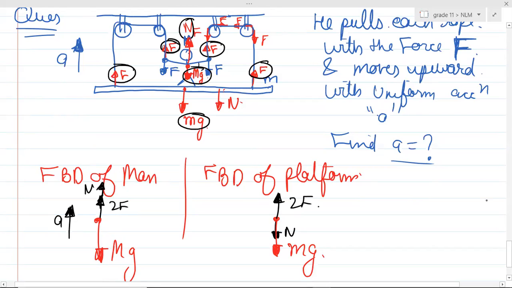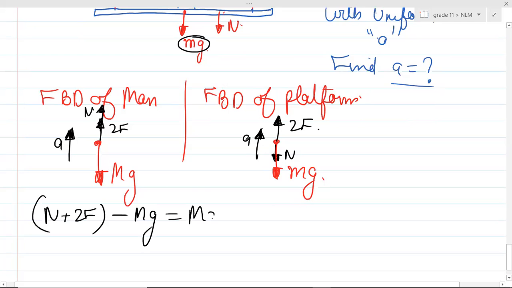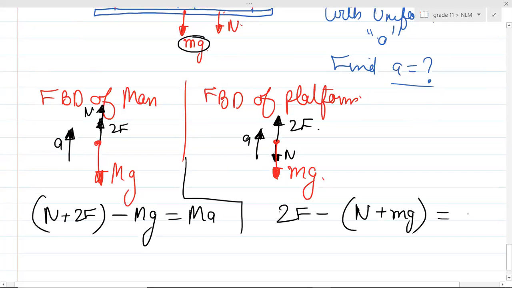Yes? So when you solve it, this is also going upward. So N plus 2F minus capital Mg is equal to capital Ma. 2F minus small n plus Mg is equal to small m. Please try to understand this equation. Tell me if you have any other doubt. Can anyone explain to me why these equations got formed? How did you form these equations?